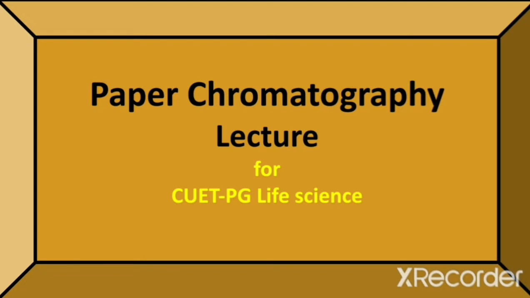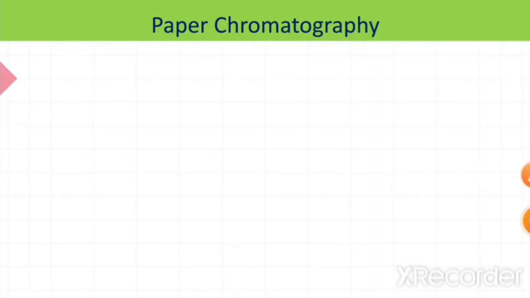We have started the CUET-PG Life Science Lecture Series and this is our first lecture, Paper Chromatography, from the first unit called Techniques. In upcoming days, we are going to upload different lectures on different units and concepts for the CUET-PG Life Sciences. Now we are going to understand paper chromatography: what it is, what the principle is, what the steps involved in the chromatography are, how we can perform it, and how we can interpret and conclude the results. We will understand that further.